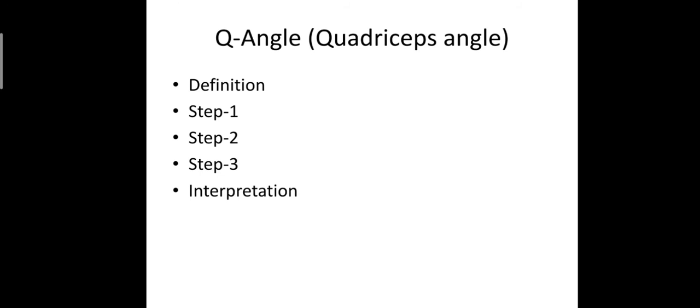Next is Q angle or quadriceps angle. It contains definition, step 1, step 2, step 3 and interpretation. So what is the definition? The Q angle is defined as the angle between the quadriceps tendon, primarily the rectus femoris, and the patellar tendon.